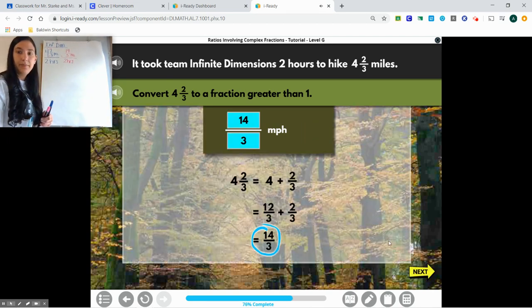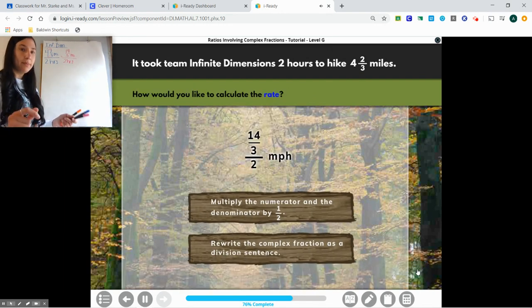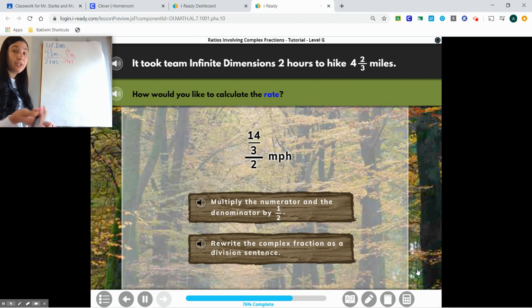That's what we did. They did mental math. There are a couple of ways to figure this out. How would you like to calculate the rate? Okay, so both are correct. We can do it whichever way you want.